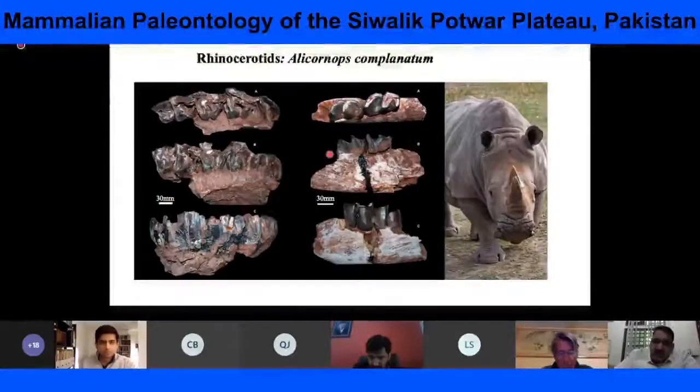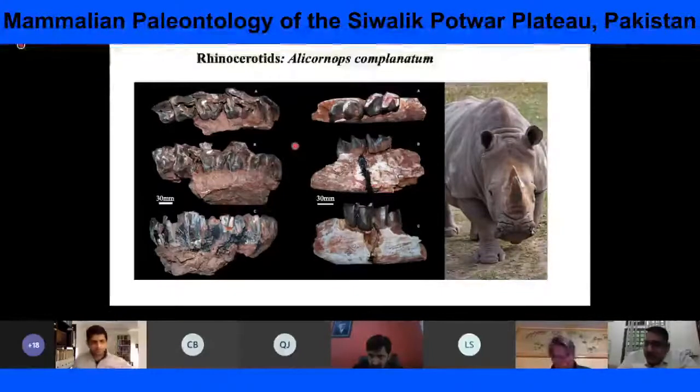Rhinoceros collected from the Kamlial formation, including Hispanotherium campylanatum. We have collected a lower dentition as well as upper dentition. That reported dentition belongs to Hispanotherium campylanatum.